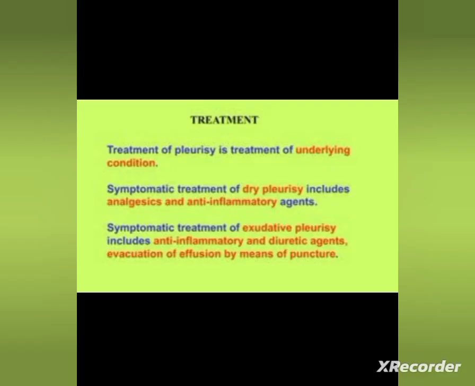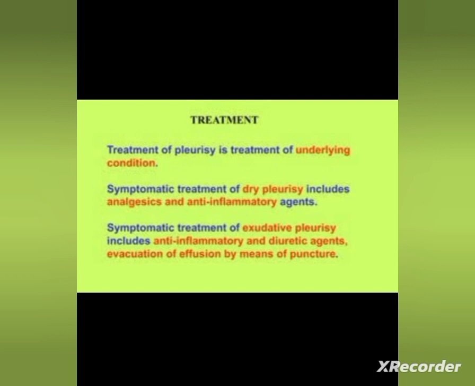Treatment of pleurisy includes treatment of the underlying condition, and symptomatic treatment for dry pleurisy, especially analgesics and anti-inflammatory drugs. So usually ibuprofen and indomethacin can be given. Then symptomatic treatment of exudative pleurisy includes anti-inflammatory drugs, diuretic agents, then evacuation of the effusion by means of puncture or thoracentesis. So treatment mainly is analgesics; indomethacin can be given.